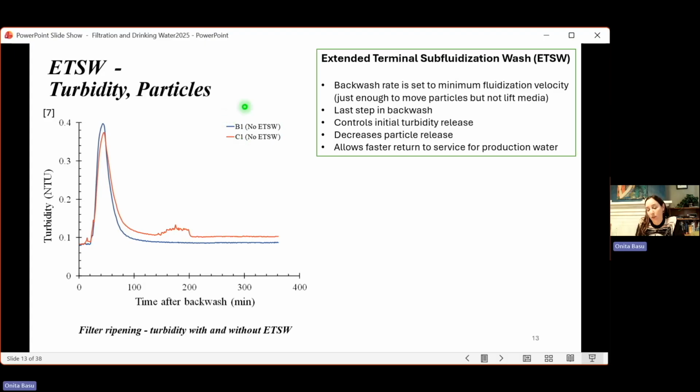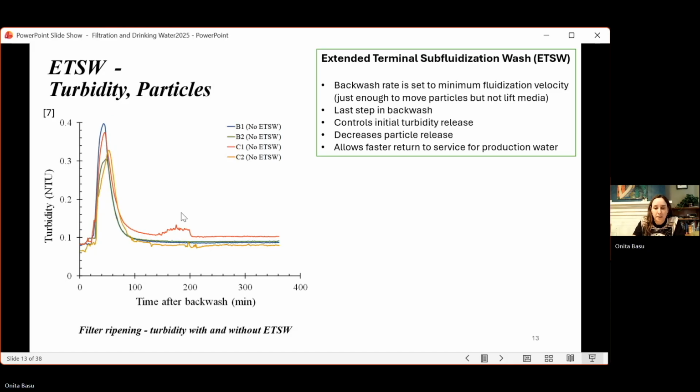What I was showing in this particular research, you can see I've got something labeled B1 and C1. B1 stands for biofilter, C1 stands for conventional filter. In these cases, the filter is operated fairly similarly in terms of their turbidity ripening spike, which we can see here. And then I had a duplicate test that we ran, and you can see it here. They had slightly slower ones, but they were run at the same time, and they had the same kind of overall pattern. So, no ETSW.